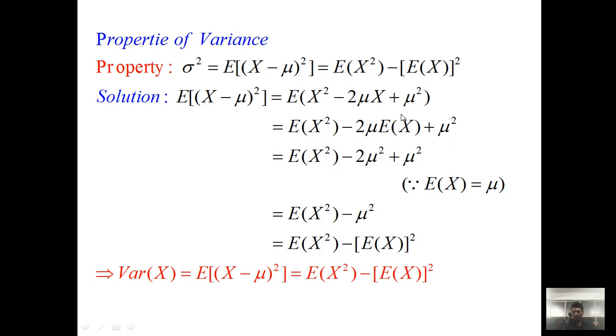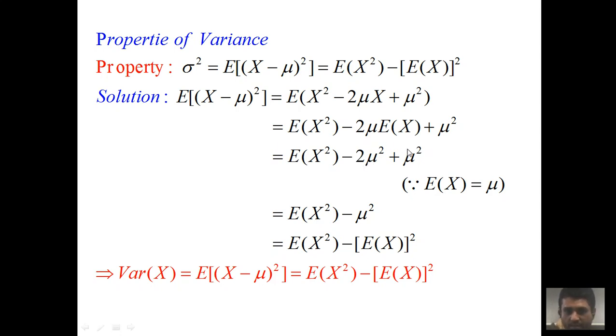Now E of X is the mathematical expectation. We know that E of X is the symbol of expectation, and mu is also a symbol of expectation. As per our convenience we can use either notation, E of X or mu, both are the same. So we replace E of X by mu. So mu into mu, that is mu square. The middle term is converted to minus 2 mu square plus mu square.